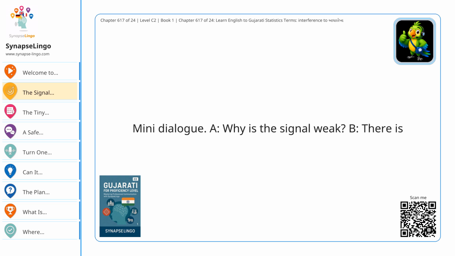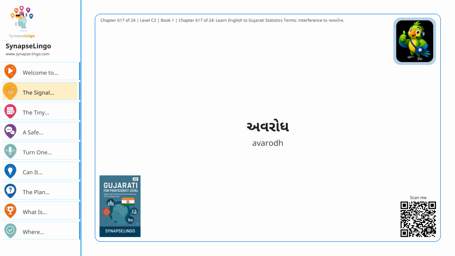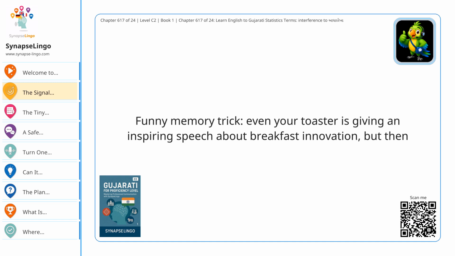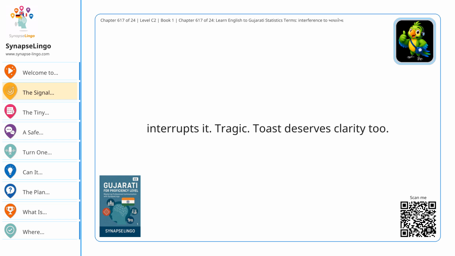Mini dialogue. A: Why is the signal weak? B: There is અવરોધ. in the line. Funny memory trick. Even your toaster is giving an inspiring speech about breakfast innovation, but then અવરોધ. interrupts it. Tragic. Toast deserves clarity too.